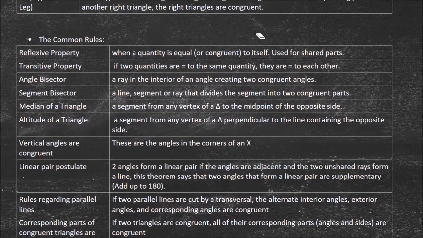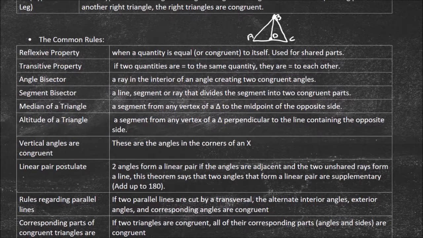We have a median of a triangle. That's a segment from any vertex of a triangle to the midpoint of the opposite side. Let's think about that for a little bit. We've got a triangle. A segment from any vertex, let's start here, going to the midpoint of the opposite side. Well, the opposite side is obviously here, and the midpoint must be there. So what that implies is, let's make this triangle A, B, C again.